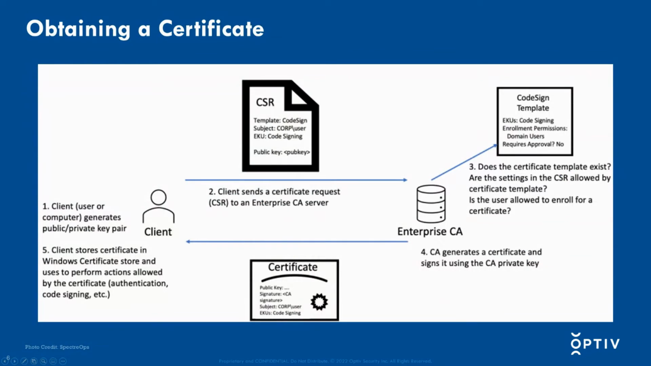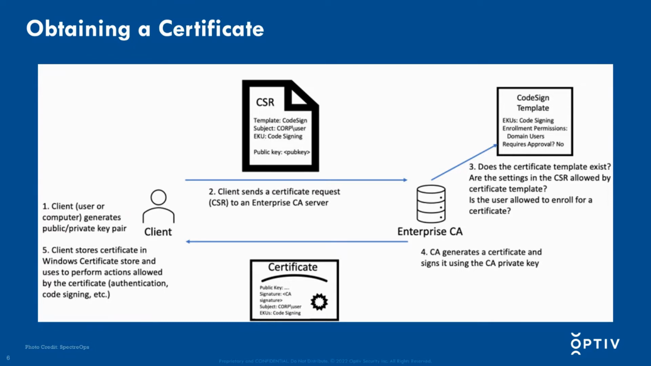So a little bit about how you obtain a certificate. This is a photo from the white paper. The first step is the client. When a client wants to request a certificate, they generate a public and private key pair, and then they send what's called a certificate request to the CA. This is the CSR, and it contains information such as the template name, the subject, EKUs, and other fields needed for the functionality requested by the client.